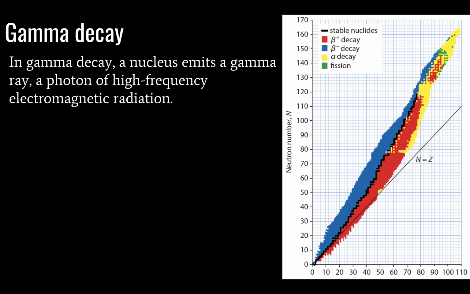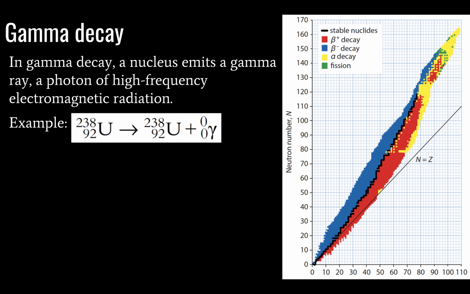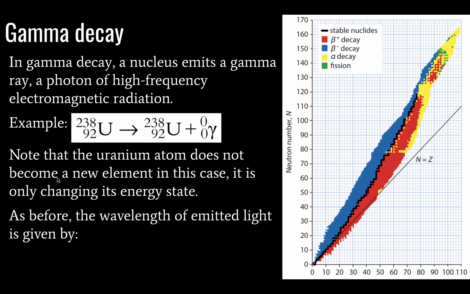Okay, next up we have gamma decay, and this is where a nucleus emits a gamma ray. And a gamma ray is just a photon of high frequency electromagnetic radiation. So it has a very small wavelength, but a very high frequency. So an example of that would be uranium emitting a gamma particle. So that's it. No mass change, no change in the charge. So what we're left with is a nucleus that looks just like the old nucleus, except it's lost a bit of energy. Okay, so there you go.